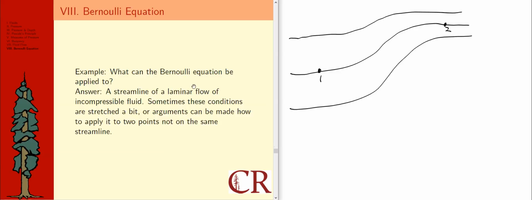It says a streamline of a laminar flow of incompressible fluid. Sometimes these conditions are stretched a bit, or arguments can be made how to apply it to 2 points not on the same streamline. I maybe should have said a single streamline up here to be more clear in that answer, I think.